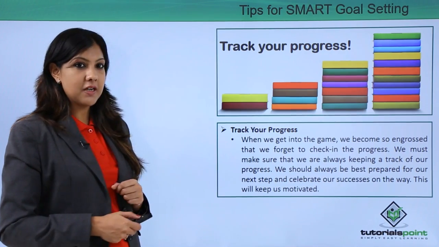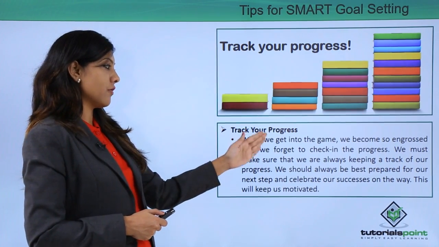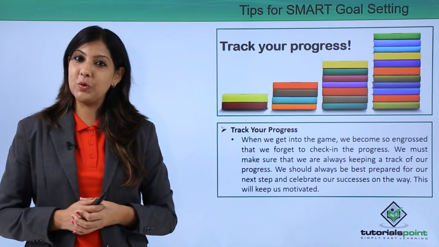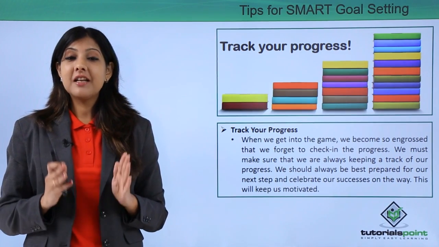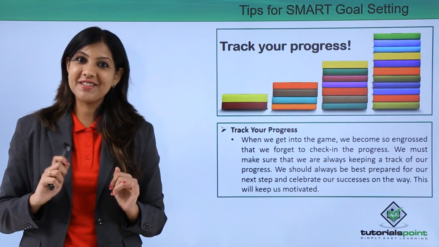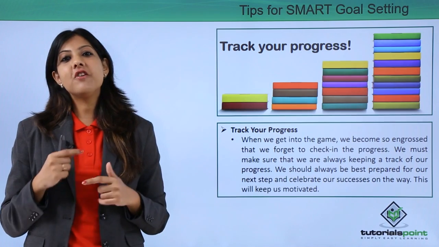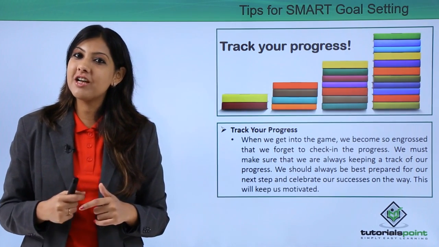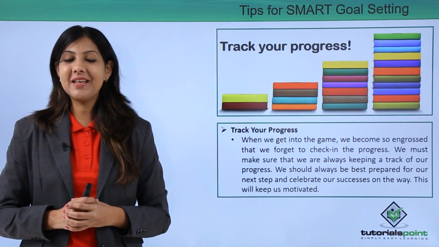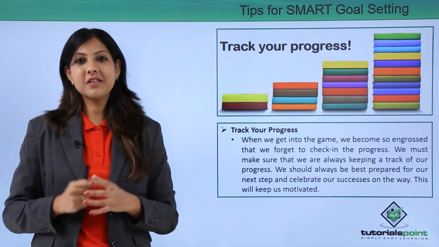The next tip for smart goal setting is how do you track your progress? So make sure that you are always reviewing your goals. If you've set a goal today, does not mean you forget about it and remember it only after 1 year's time. You need to ensure that every week, every month, every fortnight, you are checking the progress of your goal, and then only it will make sense to have a smart goal.